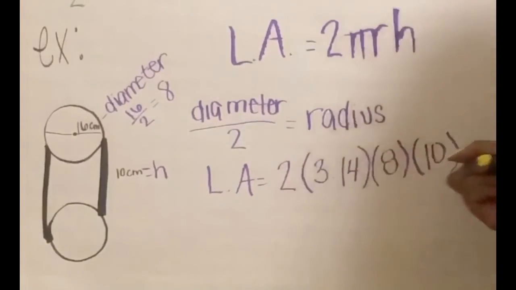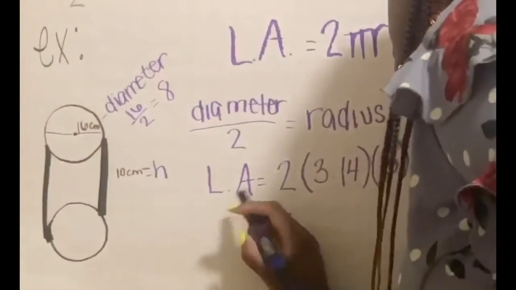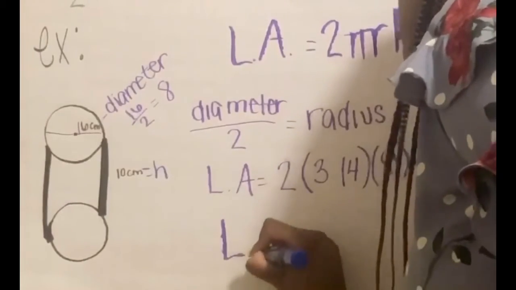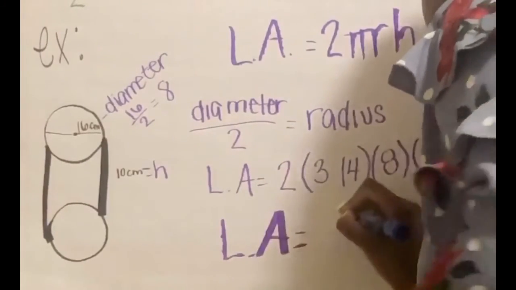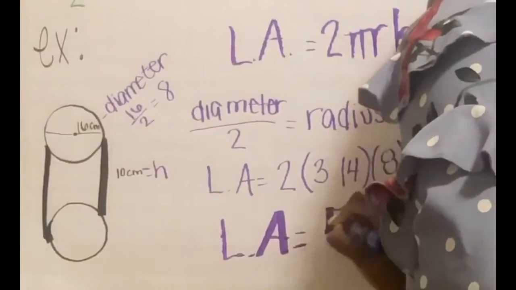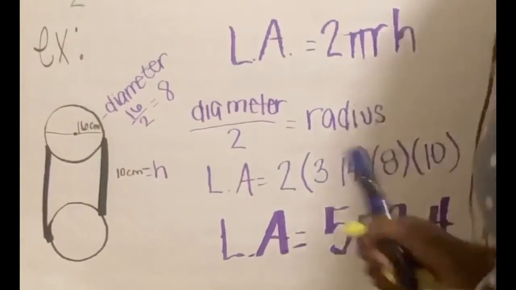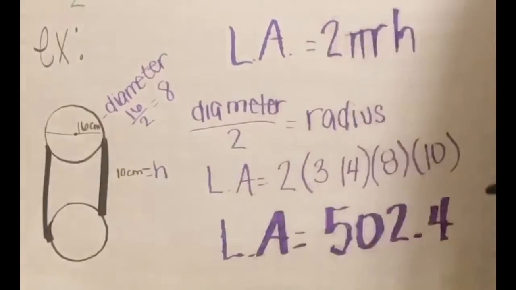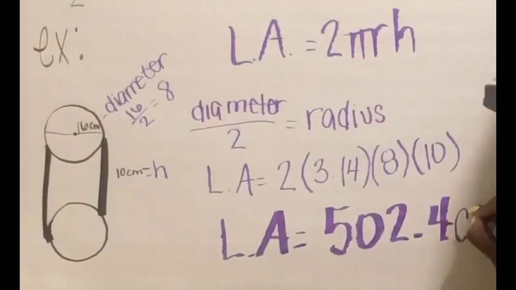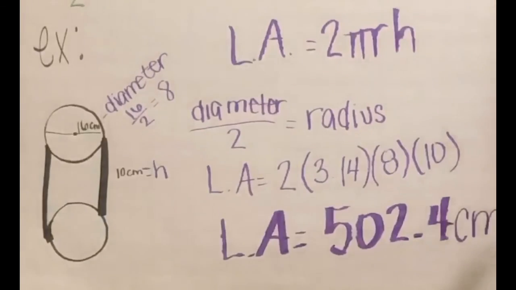So when I multiplied all this out, my lateral surface area came out to equal 502.4. Again, don't forget your units. It's centimeters. Okay?